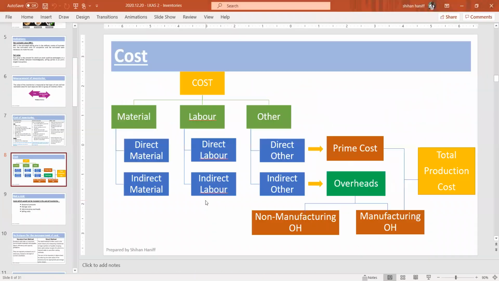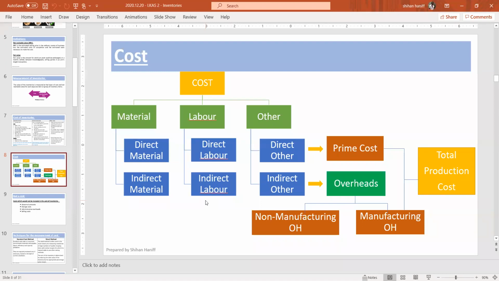Before we start manufacturing accounts, the main purpose of preparing a manufacturing account is to calculate the cost of a product. Up to now we have done businesses which do trading, buying and selling. We prepared the financial statements for trading organizations. For a trading organization, the main income is sales and the main expense is cost of sales.